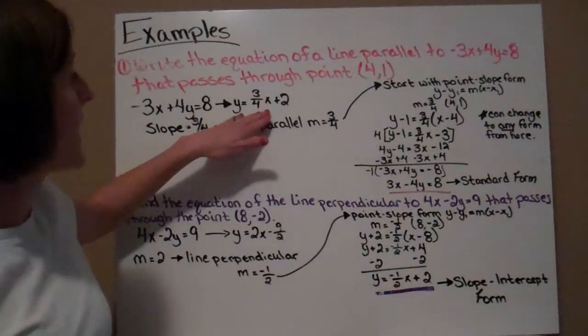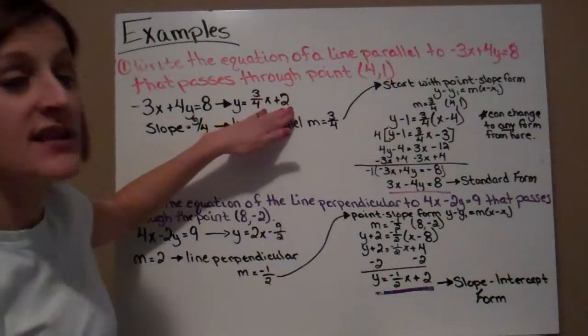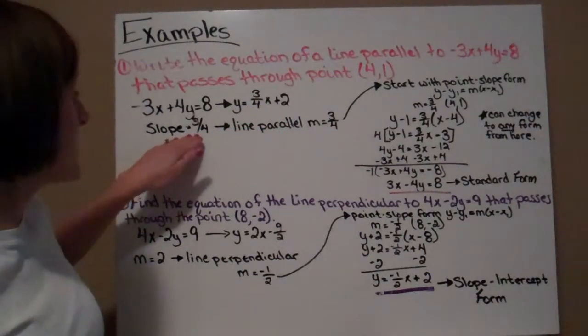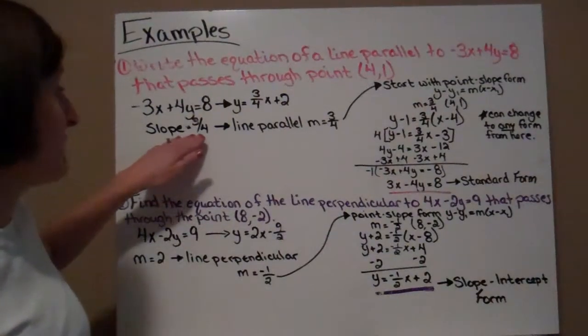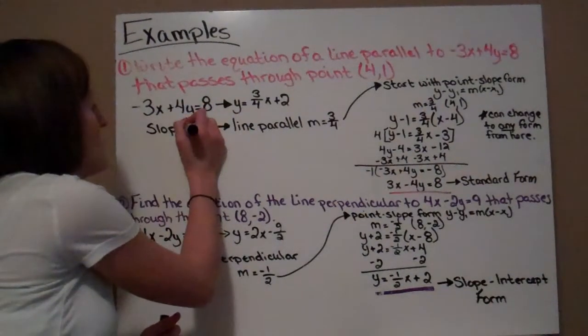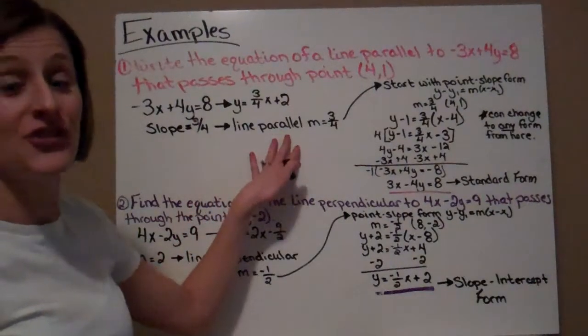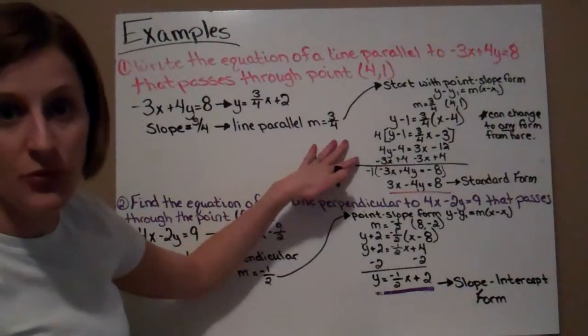So when I do that, I get y equals 3/4 x plus 2. Okay, when you do that, your slope is actually going to be 3/4. Okay, that's supposed to be an equals in case you can't see it. Alright, so a line parallel to that, you're going to have the same slope, 3/4.